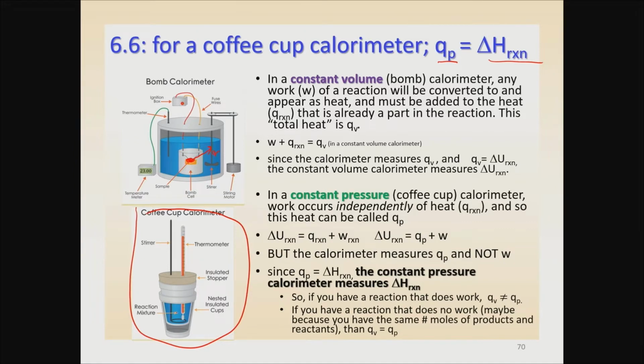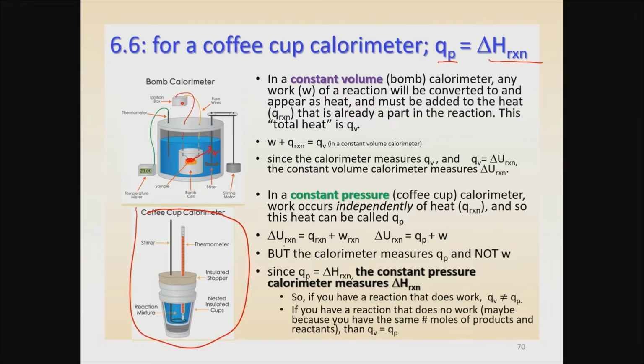In other words, in the coffee cup calorimeter, this reaction can have volume changes. And if you have volume changes, that means the system or the reaction can do work on the surroundings, or maybe it's the opposite. The surroundings are doing work on the system. So you can have this chemical reaction in the calorimeter doing work, and it's also either releasing or absorbing heat.